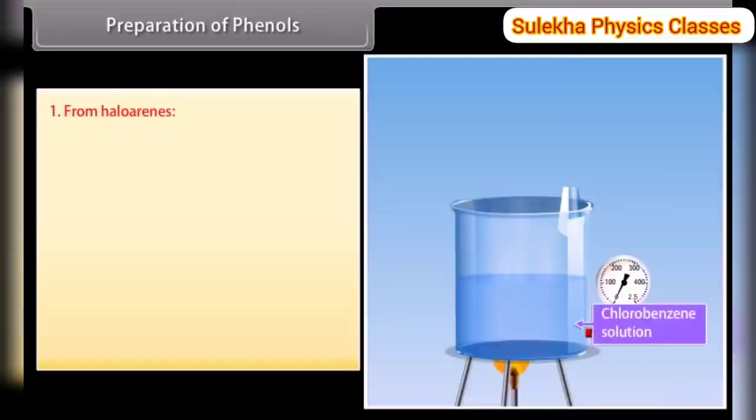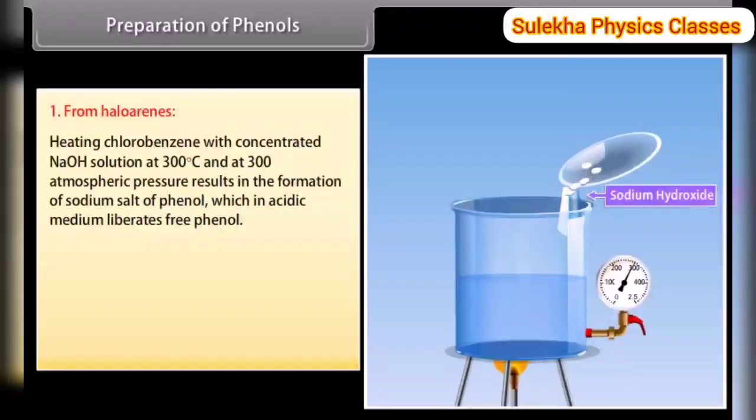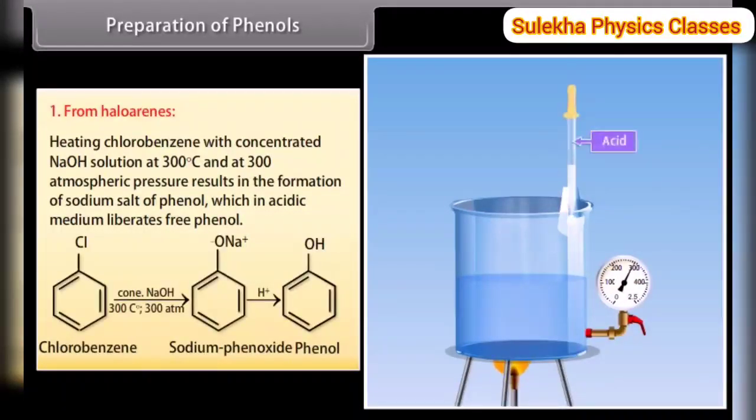Preparation of phenols. From haloarenes. Heating chlorobenzene with concentrated sodium hydroxide solution at 300 degrees Celsius and 300 atmospheric pressure results in the formation of sodium salt of phenol, which in acidic medium liberates free phenol. Concentrated NaOH reacts with chlorobenzene at 300 degrees Celsius and 300 atmospheric pressure to form sodium phenoxide, and then by providing an acidic medium, it gives phenol.